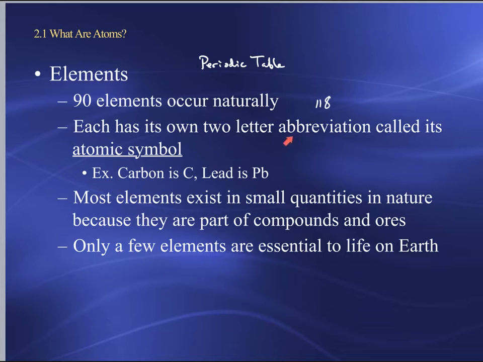Each has its own 1 or 2-letter abbreviation called its atomic symbol. So, for instance, if you go look at your periodic table that you hopefully just downloaded, you'll see that carbon, which is element 6, has just got a single capital C. If you go look down at element 82, you'll find lead. Its symbol is Pb. So don't just assume that it's the first couple of letters or the first letter of the element that is its symbol.